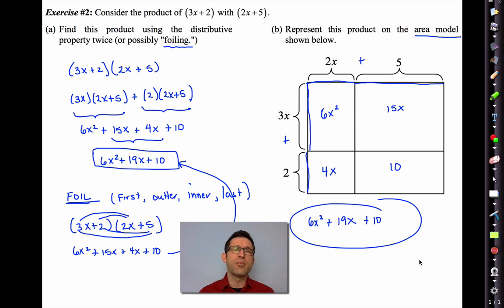If we had 2x minus 5, that makes it much more difficult to think about this as area, right? Because we wouldn't have a length of negative 5. You could still do it, though. You could use the area model. It just would lose a little bit of the connection to real rectangular area.